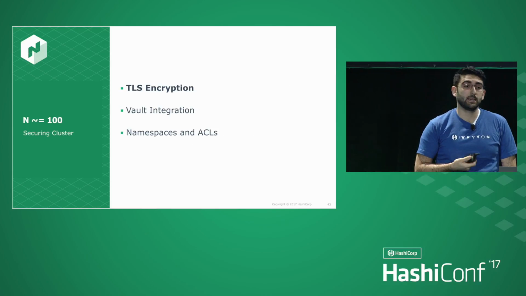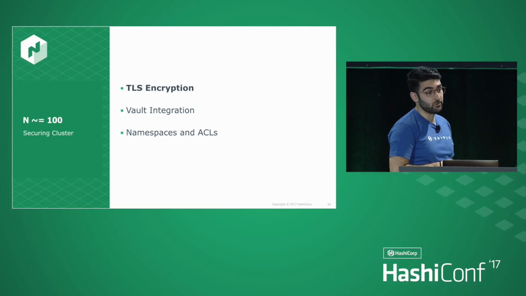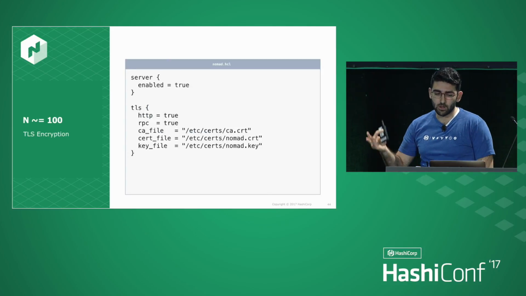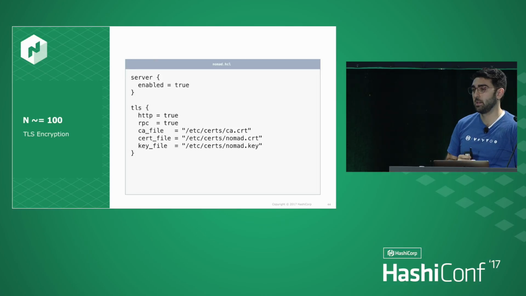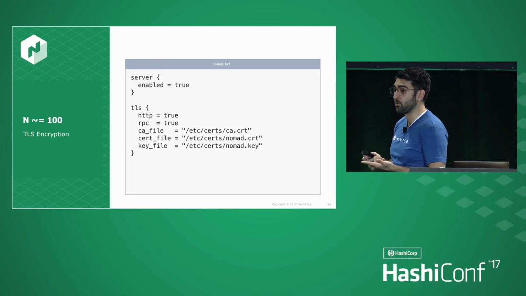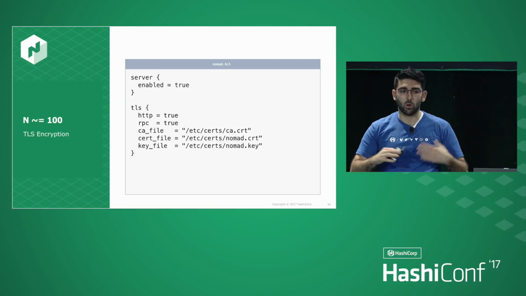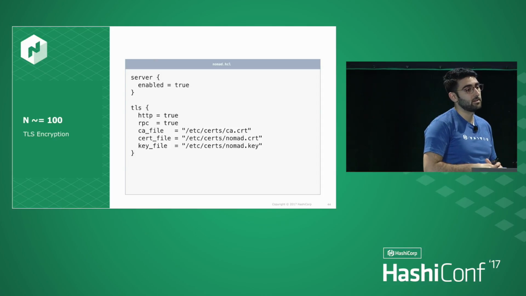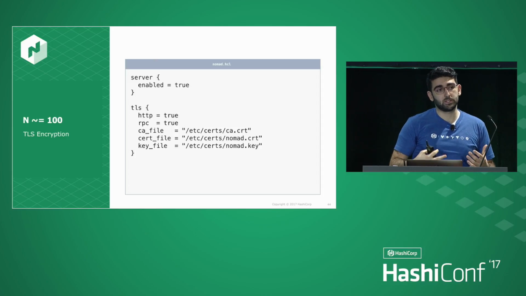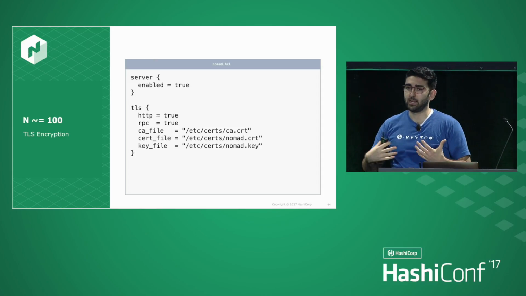The first is TLS encryption. You don't want your data flowing unencrypted, so Nomad makes it very easy. You add this simple TLS block to your servers and clients, and you'll get encryption on both HTTP and RPC. So all data that might be sensitive will be encrypted. And we also do role-based server name resolution.